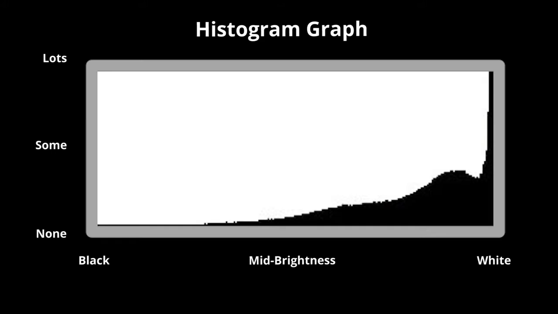You can see here, there's a huge amount of white, lots and lots of white and lots of bright stuff. And then the graph kind of peters off. You've got no mid-brightness stuff, no blacks, no dark stuff. So that is a very bright photo. So unless that's what you wanted, that's probably an overexposed picture.